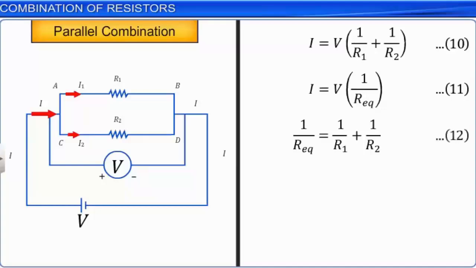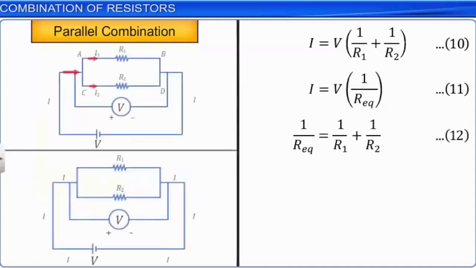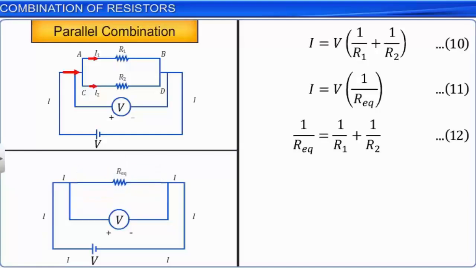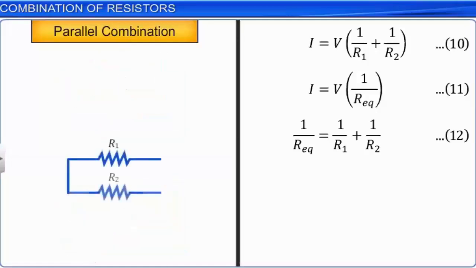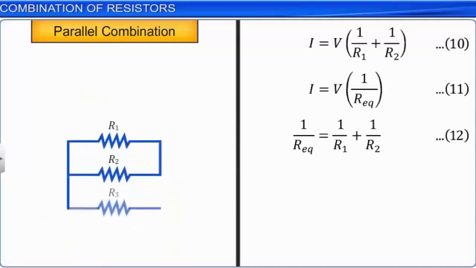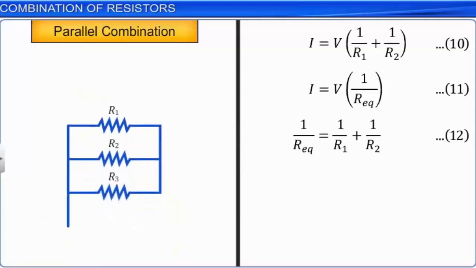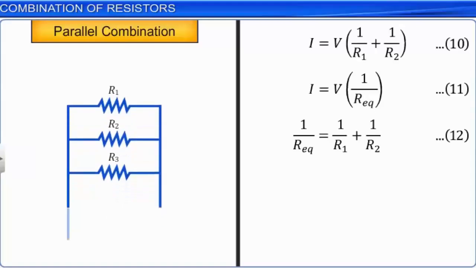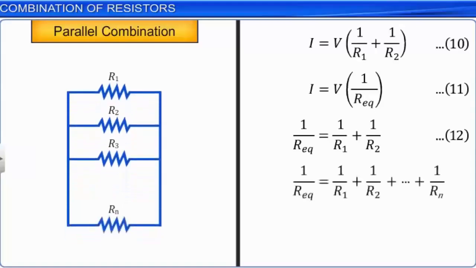Using equation 12, we can calculate the equivalent resistance Req of the parallel combination of two resistors. Similarly, when there are n resistors connected in the parallel combination, we can write 1 by Req is equal to 1 by R1 plus 1 by R2 plus and so on up to 1 by Rn.